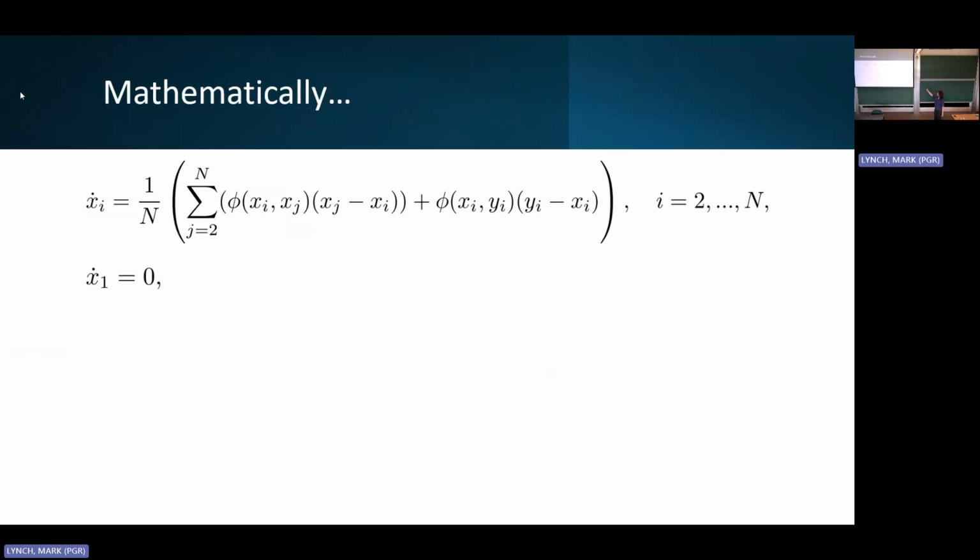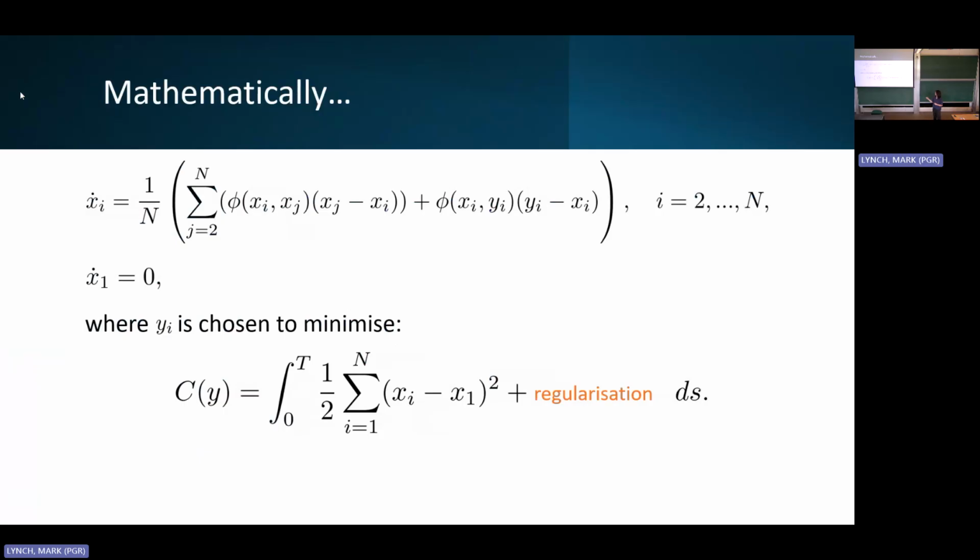And then how are we going to define these yi's? We're going to do that through an optimal control. We're going to choose yi to minimize this cost functional. What this term does is it encourages a control that moves the truth-telling agents' opinions closest to the goal opinion of x1. And t is just some arbitrary horizon in the future.